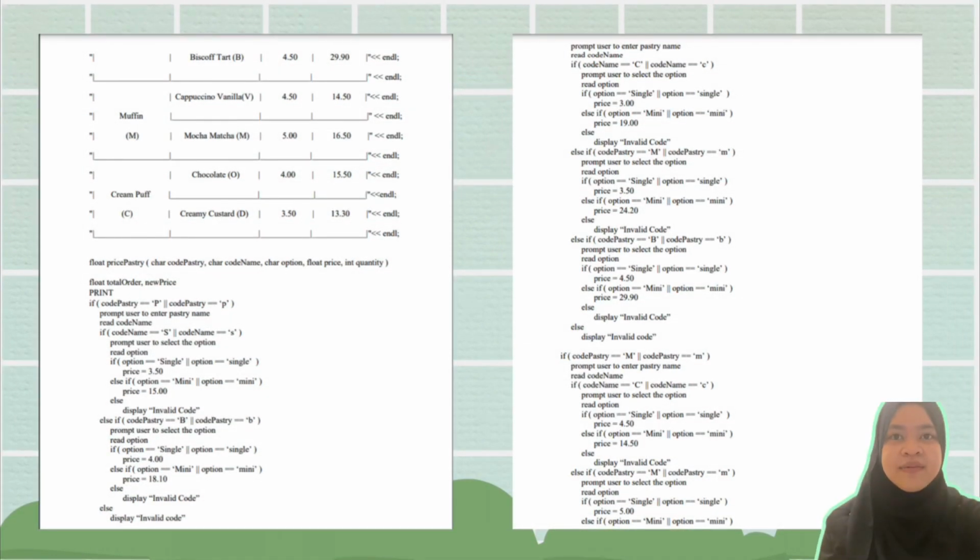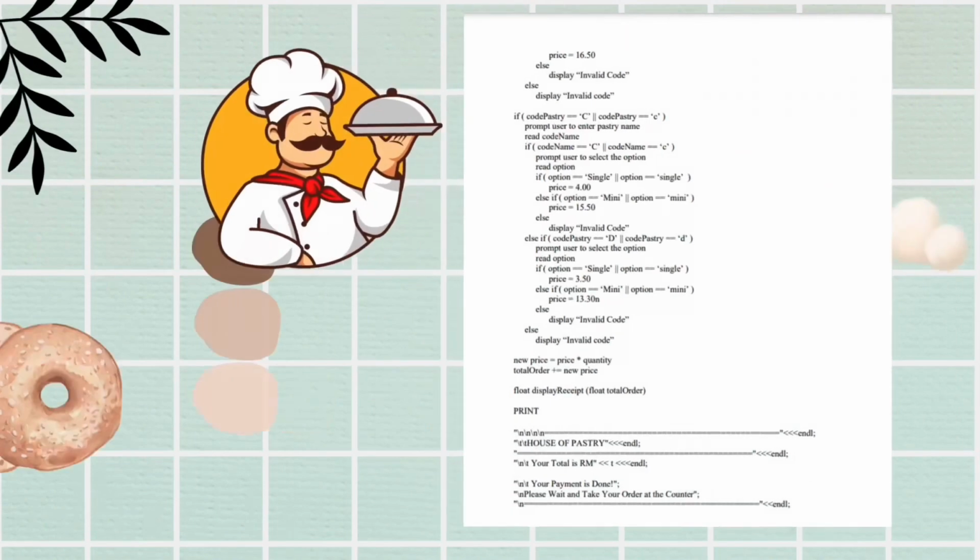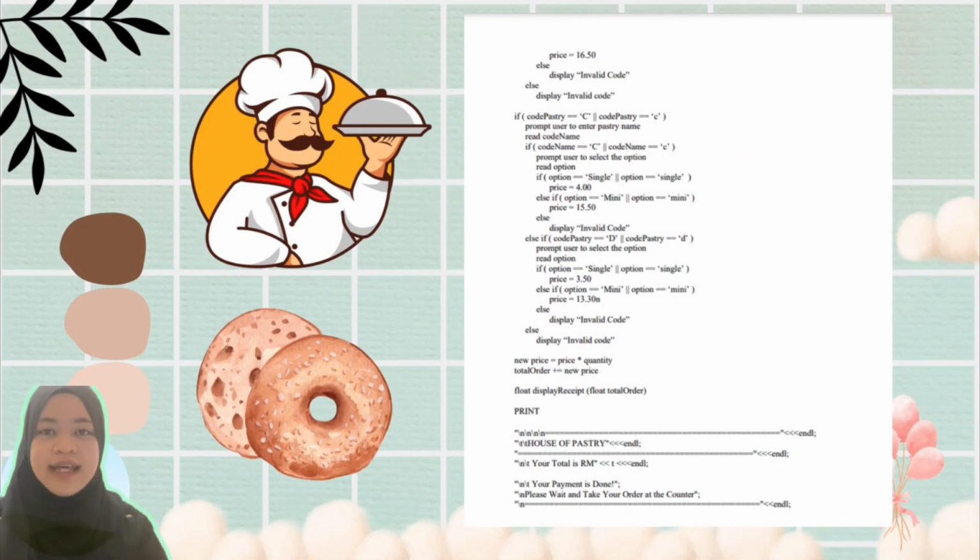Next, this is the function for float price pastry, with char code pastry, char code name, char option, float price, and int quantity. And then this is the last function, float display receipt, float total order.